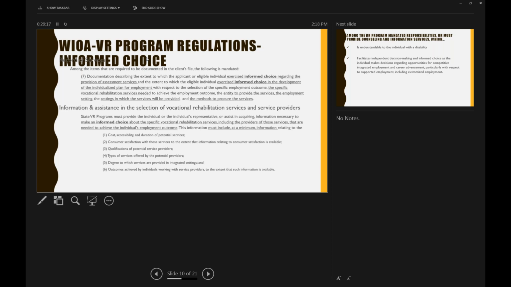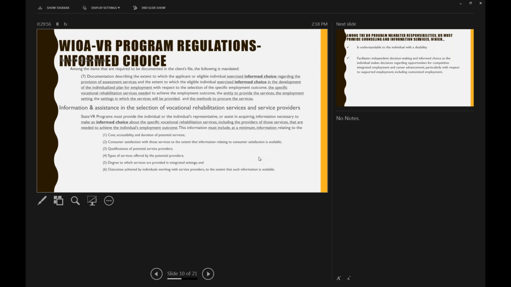The individuals are exercising their informed choice related to specific vocational rehabilitation services needed to achieve the employment outcome, the entity providing those services, the employment setting they want to work in, the settings in which services are provided, and the methods to procure the services. Every individual applying for services or receiving VR services is mandated to be afforded this informed choice, this information, so they can make informed decisions.